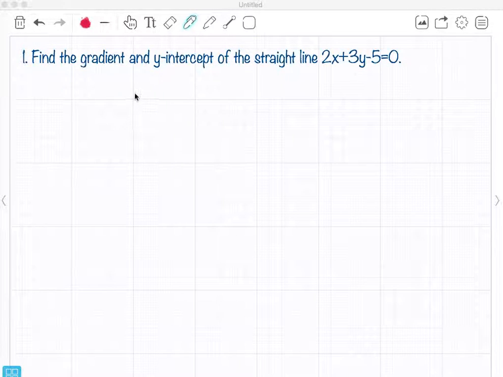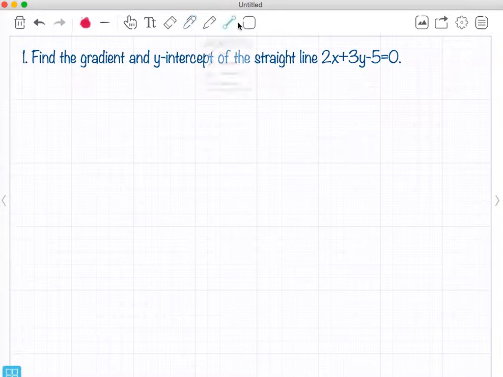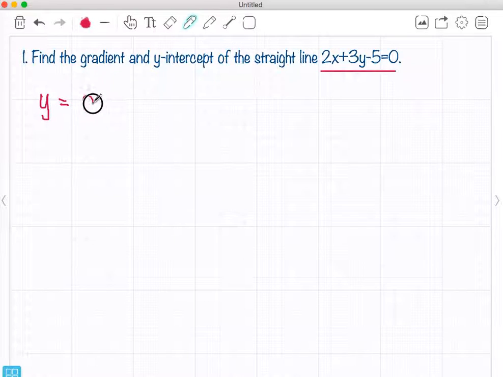Okay, in this video we're going to see if we can find the gradient and the y-intercept if we're given a straight line like this. Now, don't panic, this is still a straight line, but we've been used to using straight lines in this form. y equals mx plus c. m is the gradient, c is the y-intercept.